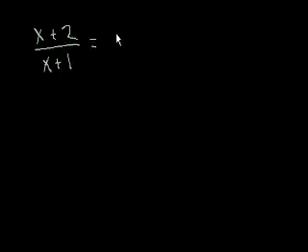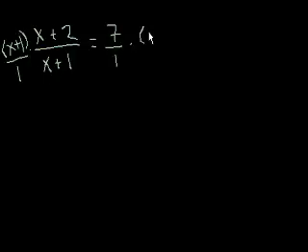Let's have, let me say, x plus 2 over x plus 1 is equal to, say, 7. So here, instead of having just an x in the denominator, we have a whole x plus 1 in the denominator, but we're going to do it the same way. To get that x plus 1 out of the denominator, we multiply both sides of this equation times x plus 1 over 1 times this side. Since we did it on the left-hand side, we also have to do it on the right-hand side, and this is just 7 over 1 times x plus 1 over 1.